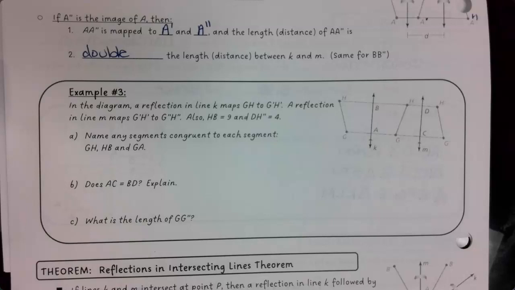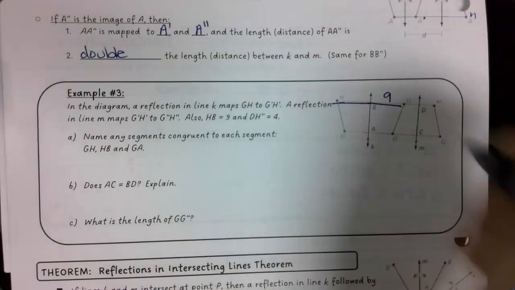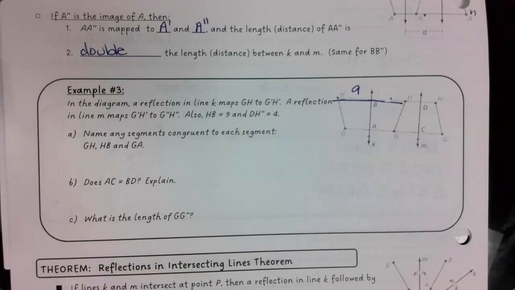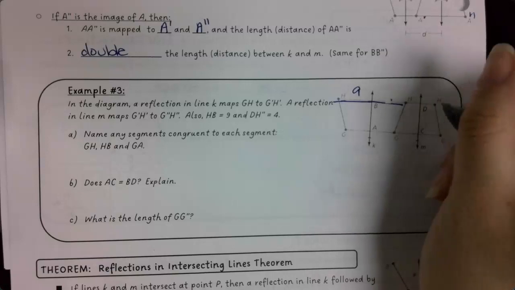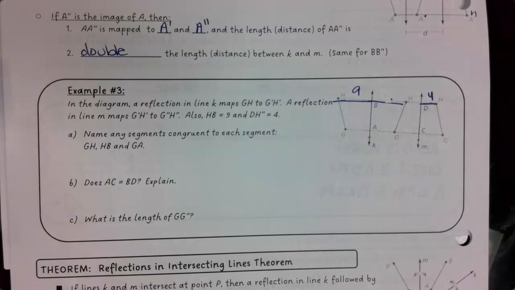Okay, so my third example says, in the diagram, a reflection in line K also maps GH to G prime H prime. A reflection in line M maps G prime H prime to G double prime H double prime. Also, HB is 9. So from here to here. Oh no, wrong way. From here to here. And DH double prime is 4. So right here is 4. Name any segments congruent to each segment, GH, HB, and GA.